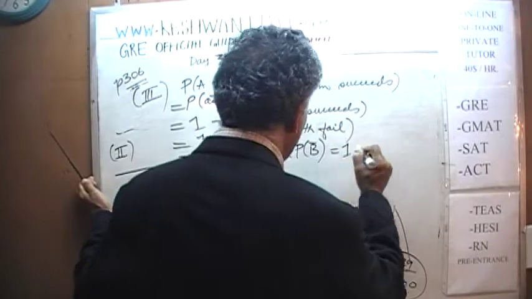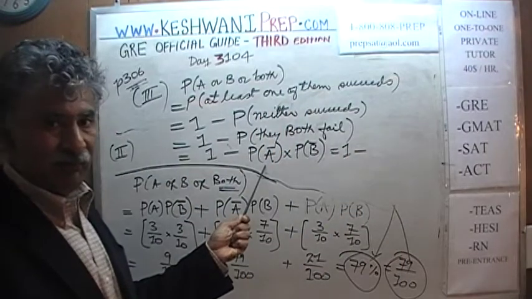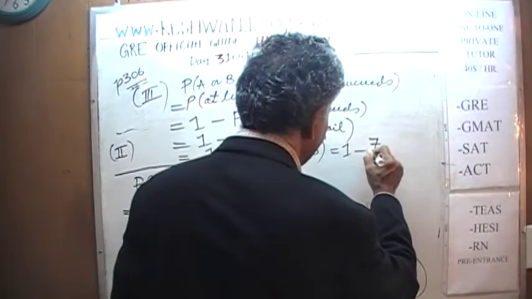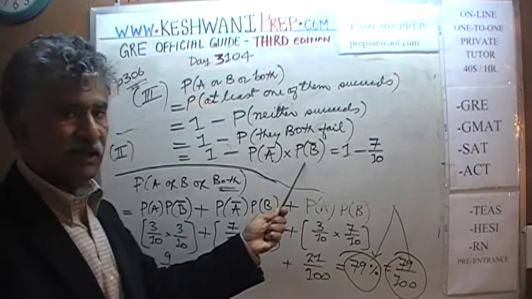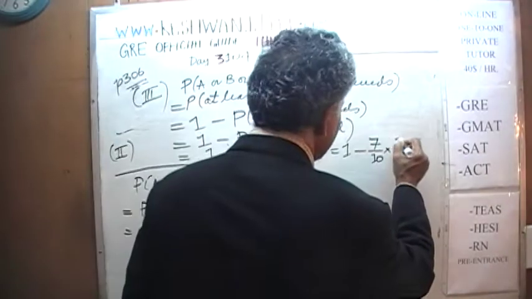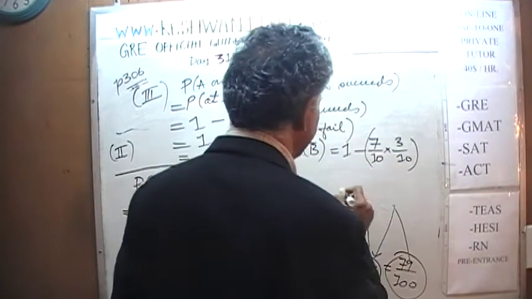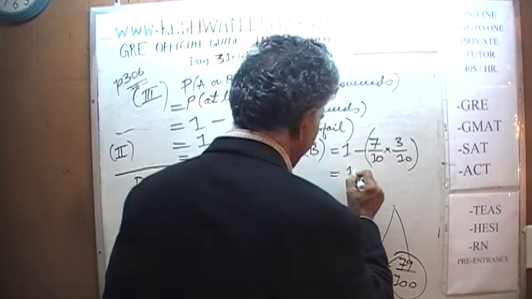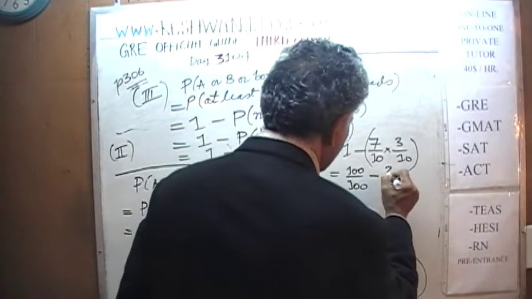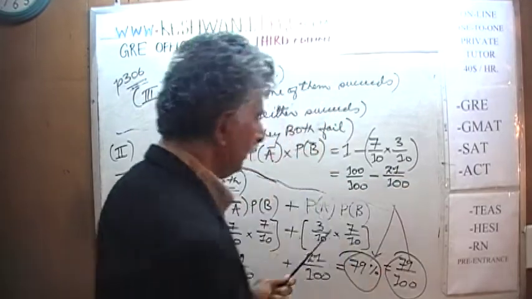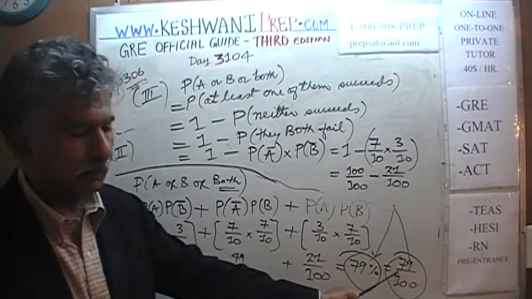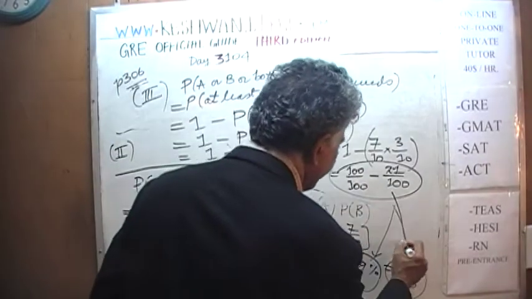So it's going to be 1 minus the odds that A fails. We were told that A has a 30% chance of succeeding. Therefore, A has a 70% chance of failing. We were told that B has a 70% chance of succeeding. If B has a 70% chance of succeeding, it has a 30% chance of failing. So simply, 1, which is the same as 100 over 100, minus 21 over 100. 100 minus 21 is 79. Voila, right here.